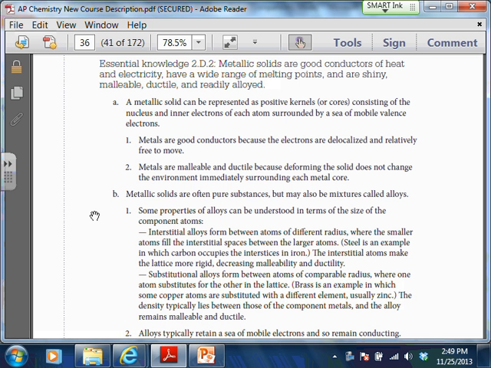Sorry. Okay, anyway, metallic solids are good conductors of heat and electricity, and so it talks about some of the properties of a metallic solid that you need to know. They actually have a wide range of melting points. Now give me an example of one that shows that there's a wide range of melting points. Mercury, right? Mercury is a liquid at room temperature.